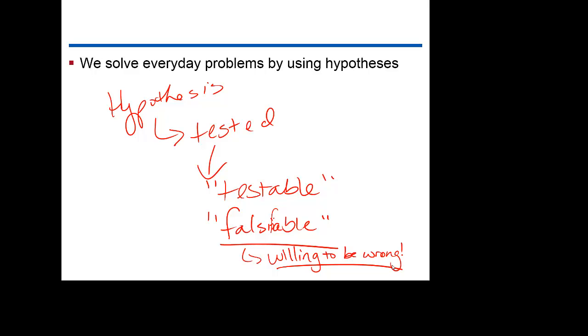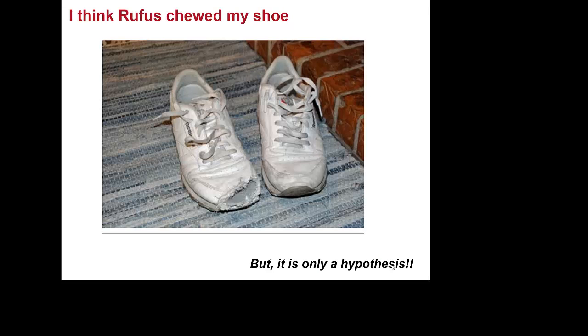So when we look at this process, we've got very basic things to start with. We will make these more complex later. Basic hypothesis. This is my hypothesis. I think Rufus chewed my shoe. It's a hypothesis. Why is it a hypothesis and not a fact and not a theory? And certainly not an answer. Well, unless you actually see Rufus chewing your shoe, you have no idea.